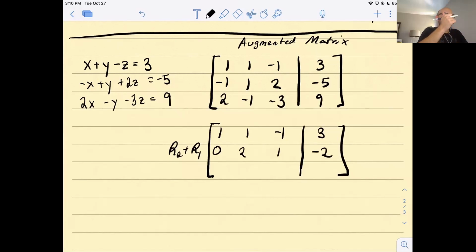We got a 0 there. Now we want to also get a 0 in here. So we can combine the steps. We can just do it over here. What formula do you guys think we should use over here if we want to cancel out the 2? Nice, we do R2, the second row, minus twice the first row.